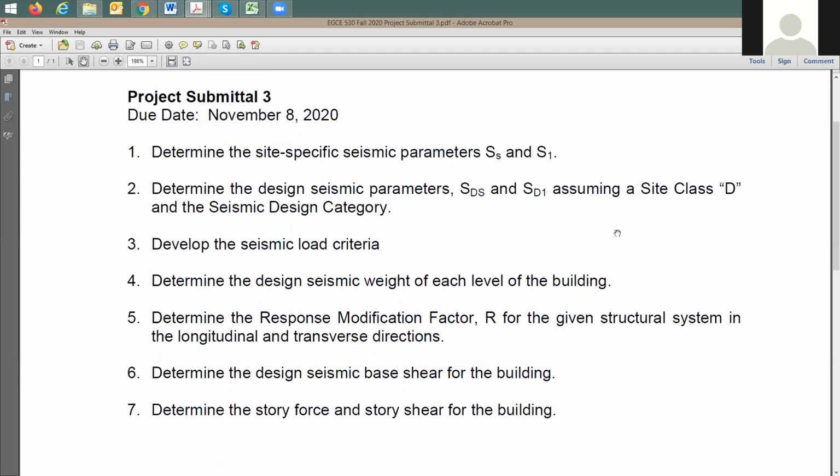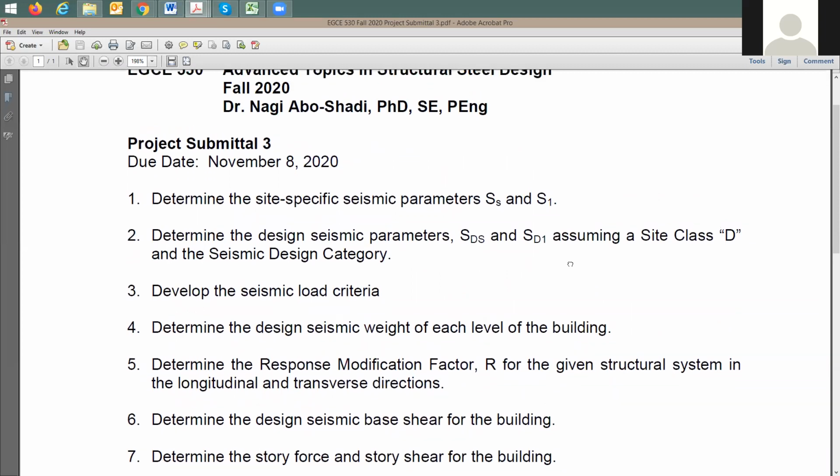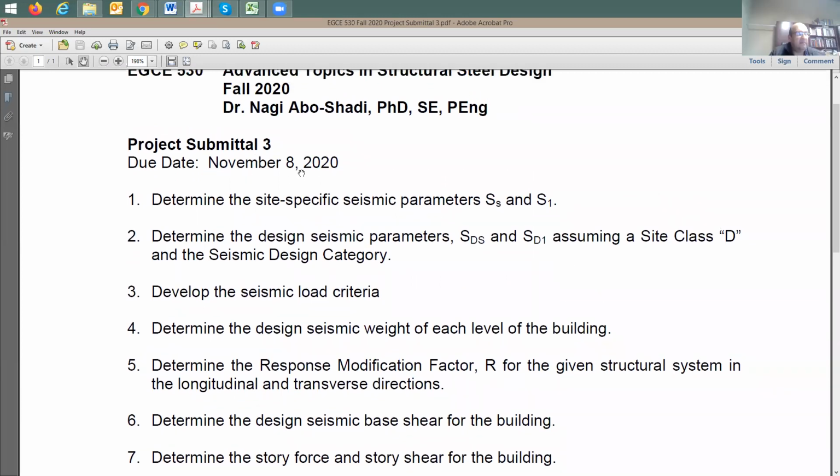Sir, is this submittal also included in the second midterm? You see the date? Yes, sir. Okay, this is after the midterm. Okay, all right, thank you.